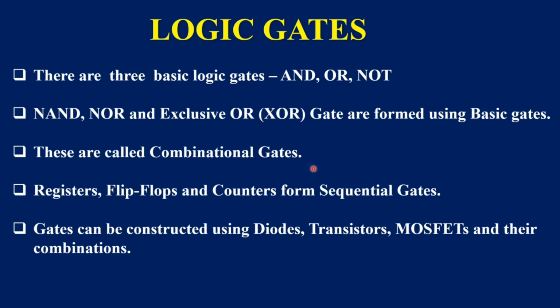There is another type of logic gates called the sequential gates. This is because the output of these gates depends upon the sequence in which the inputs are applied. Examples of sequential gates are registers, counters, and flip-flops. All the gates are constructed using diodes, transistors, MOSFETs, and their combinations.